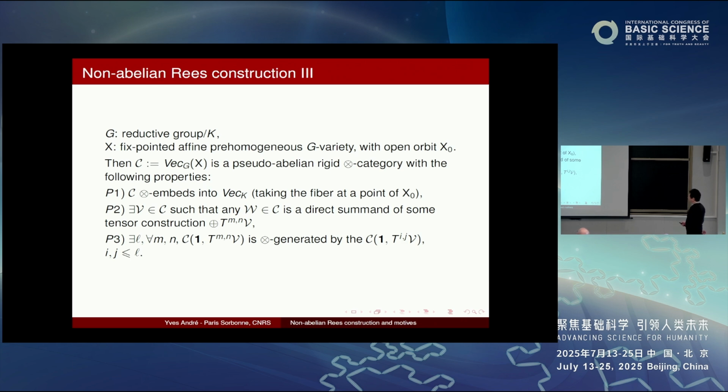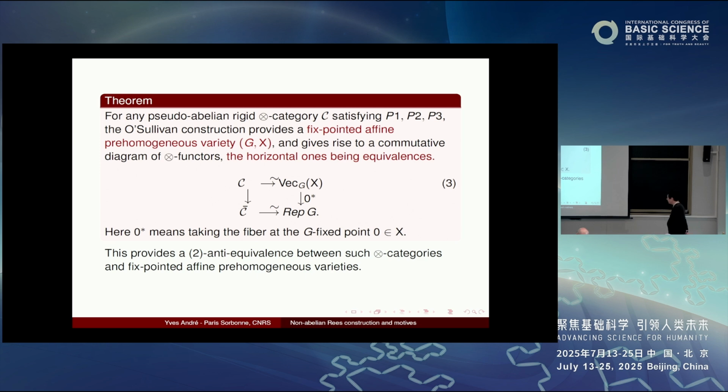So we have three properties, and the theorem is that for any such pseudo-abelian rigid tensor category C which satisfies these three properties, the O'Sullivan construction now provides a fixed pointed affine pre-homogeneous variety, G x, not as in the case of vector bundles on P1, which is a counterexample. And here it gives, moreover, rise to a commutative diagram of tensor functors, the horizontal one being an equivalence, exactly as in the context of the classical Rees construction.